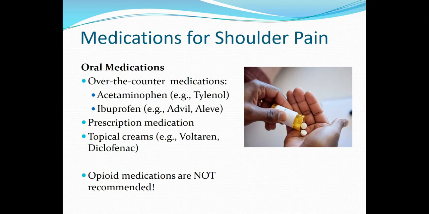With shoulder osteoarthritis, you may need pain medication regularly to manage your symptoms. It's important to not take more than the maximum dose written on the bottle. It's also important to note that opioid medications are not recommended for any type of shoulder pain.